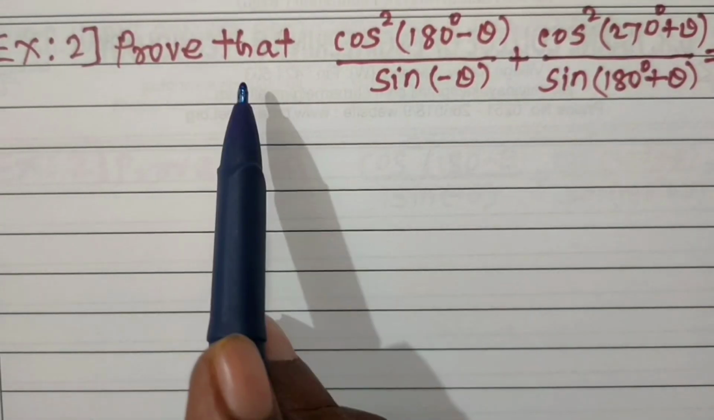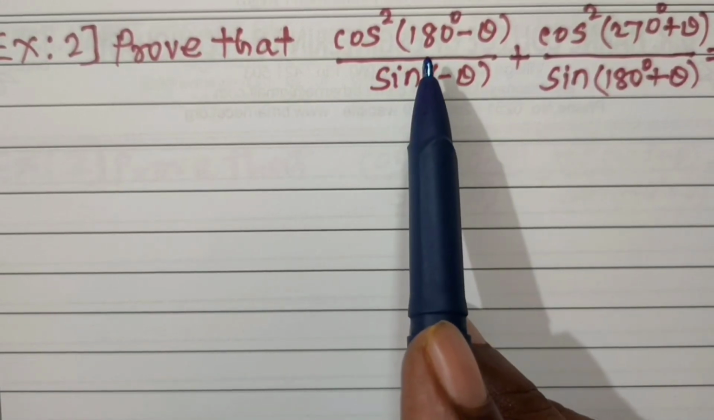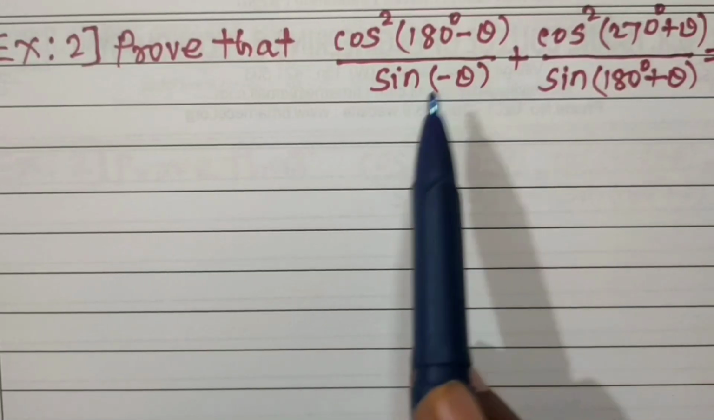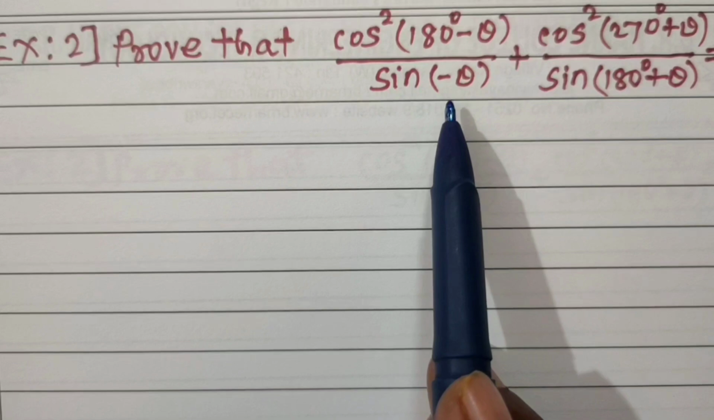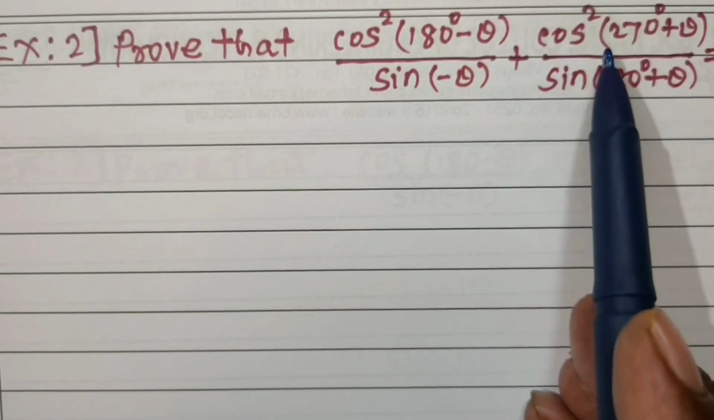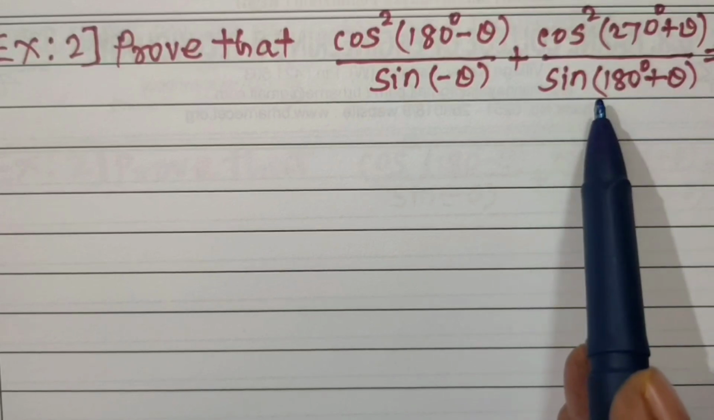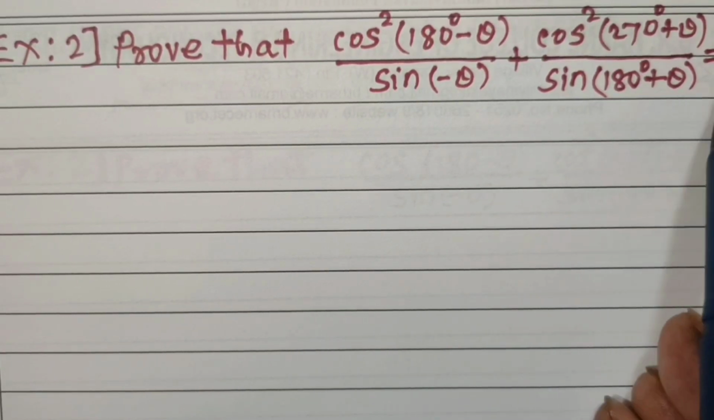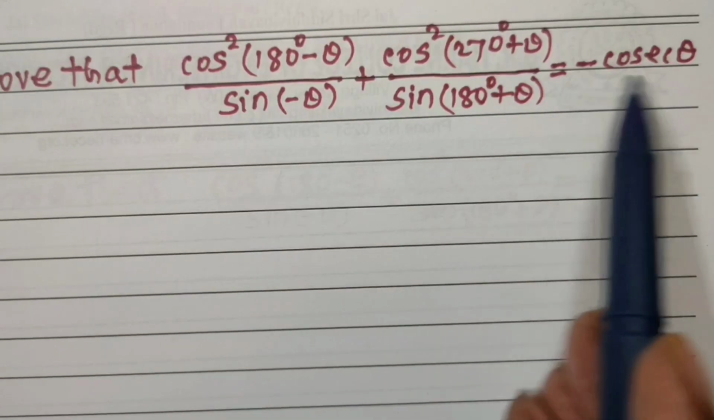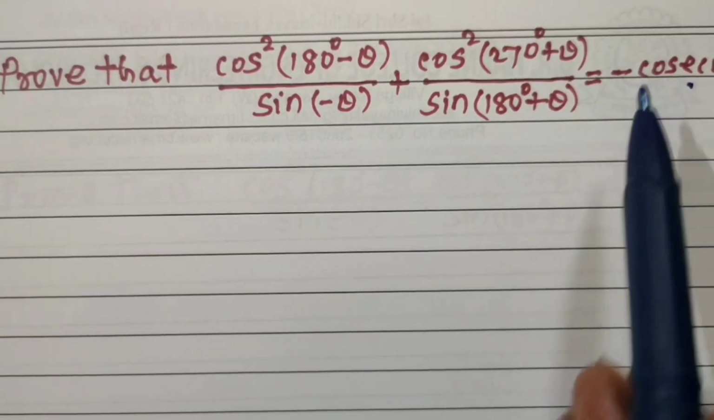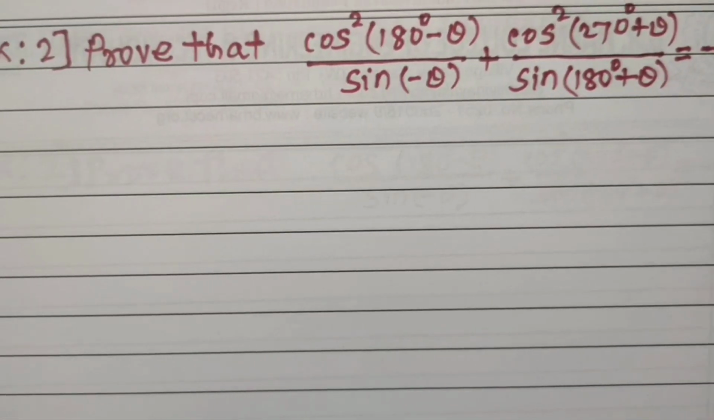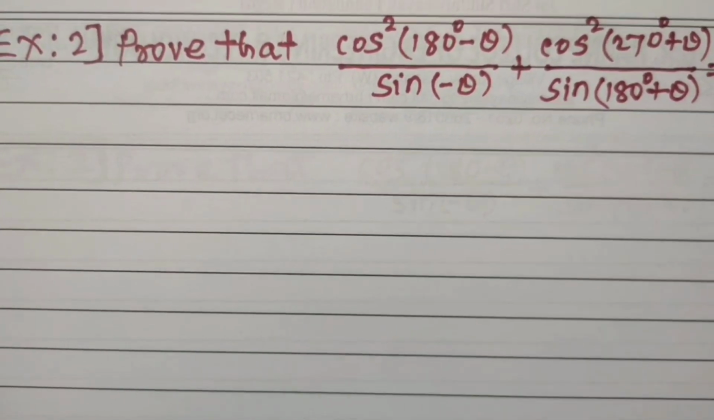Example number 2. Prove that cos square of 180 degree minus theta divided by sin of minus theta plus cos square of 270 degree plus theta divided by sin of 180 degree plus theta is equal to minus cosec theta. Okay. Let us prove this. Taking LHS, we are going to prove RHS.